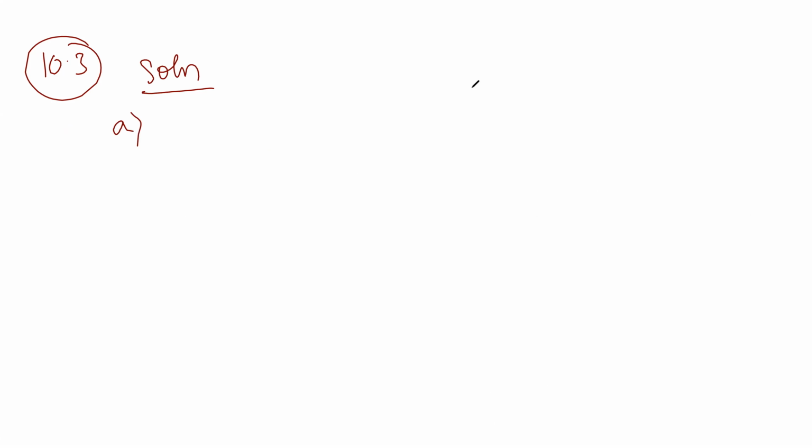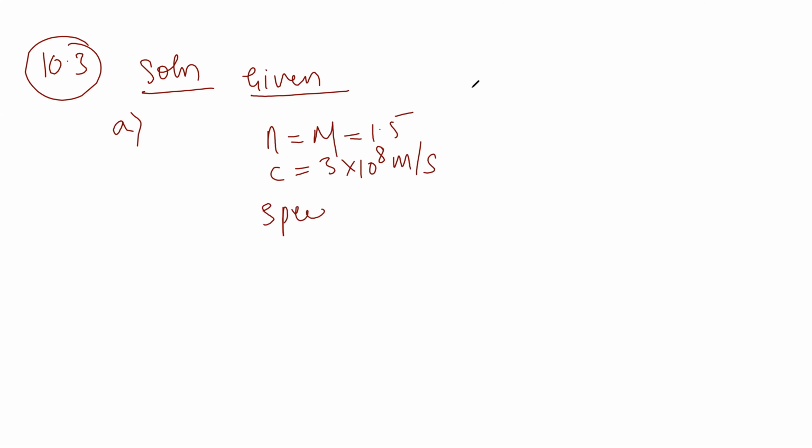So what they have given, first we have to write the given things. Refractive index of glass n, or you can represent by mu, is equal to 1.5. Velocity, speed of light is 3 into 10 to the power of 8 meter per second. Speed of light in glass is given by V is equal to C divided by mu.